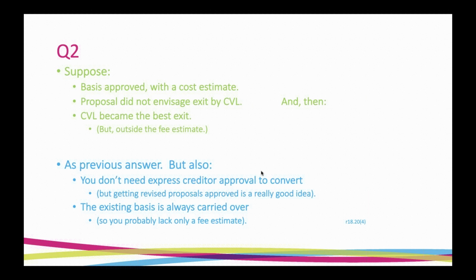And the second thing is that the existing basis for your remuneration is always carried over into a CVL when an administration is converted into a CVL. So if you had time costs for the original administration, you will still have time costs as the basis for the liquidation as well. So you're only going to need a new basis if the original basis is wholly inappropriate. For example, if the original basis was a fixed fee and simply did not envisage a CVL.